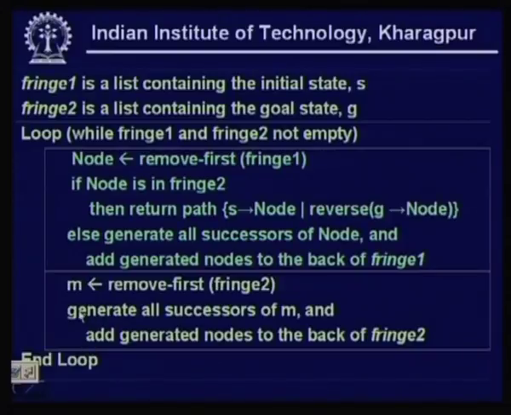If we are done, we go to fringe 2. We remove the first node of fringe 2, generate all successors of it and add the generated nodes to the back of fringe 2. So, this is the pseudocode for bidirectional search.